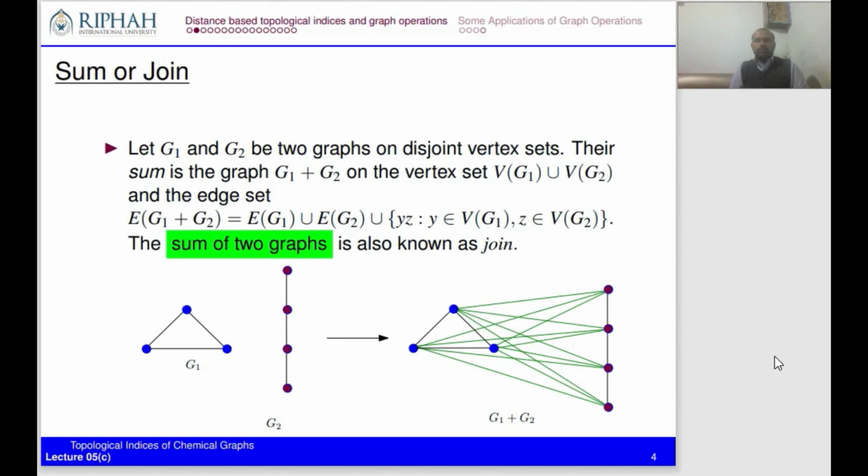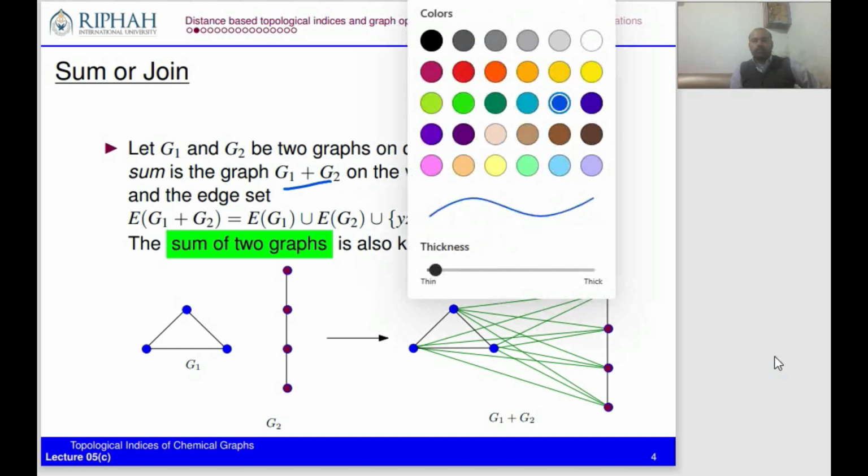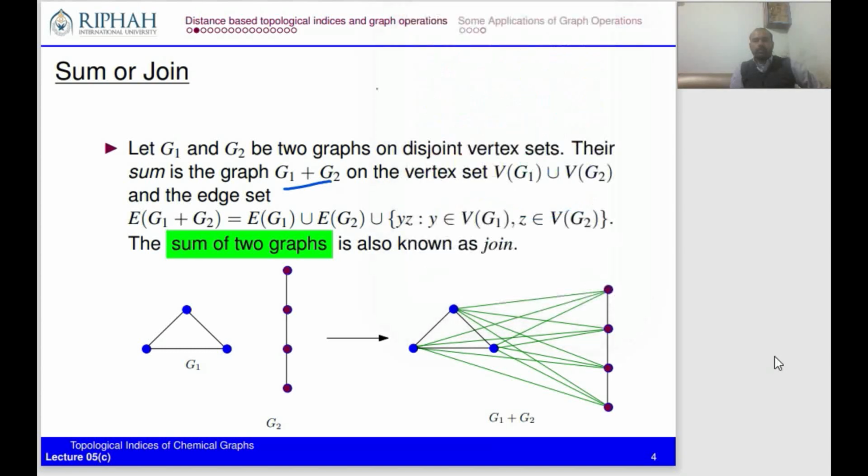So quickly recall the definition of the sum or join of graphs. G1 and G2 are two graphs. Their sum is denoted as G1 plus G2. The vertex set is the vertex set of G1 union the vertex set of G2, and the edge set is the edges of graph G1 union the edges of graph G2, union every vertex of G1 connected with every vertex of G2. So this is the definition of the join or sum of two graphs.